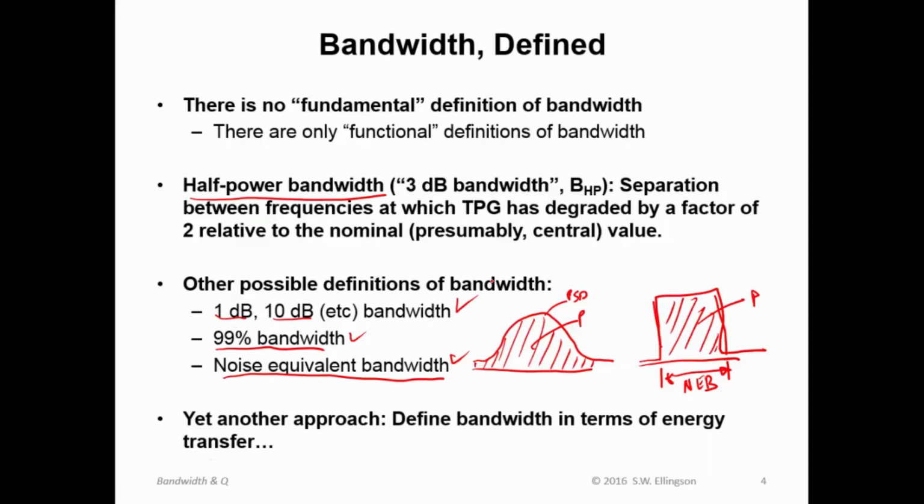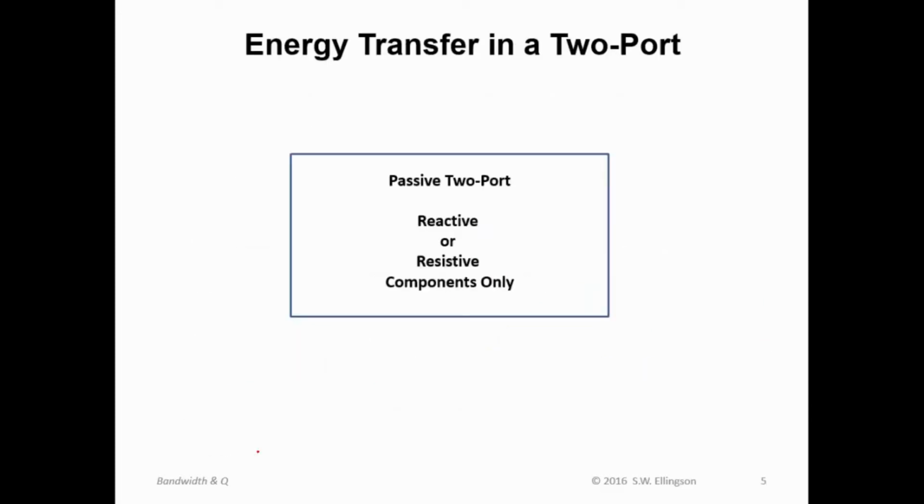Yet another approach, and the one we're specifically going to invoke now, is to define bandwidth in terms of energy transfer. So the concept works like this. We begin with a passive two-port. A passive two-port has only passive components, resistors, inductors, capacitors, and so on inside it. In other words, reactive, that is L's or C's, and resistive, that is R's only. And to this thing we apply a sinusoidal source. Now the reason we specify a sinusoidal source is because we want only one frequency. We want to consider one frequency at a time, and that's a sinusoid.